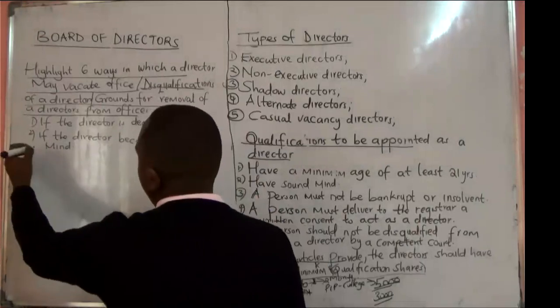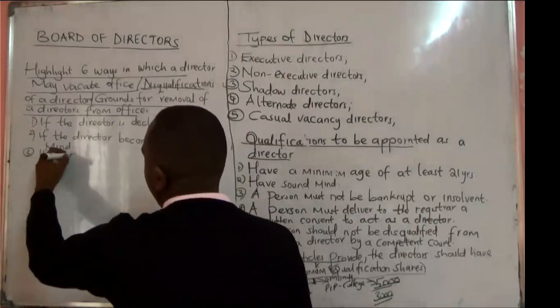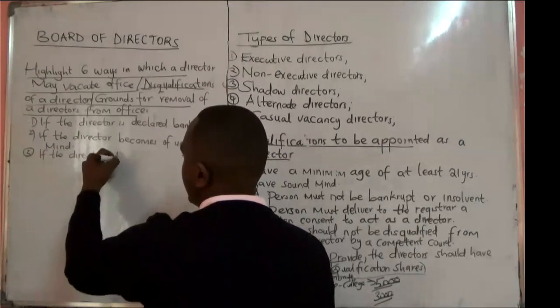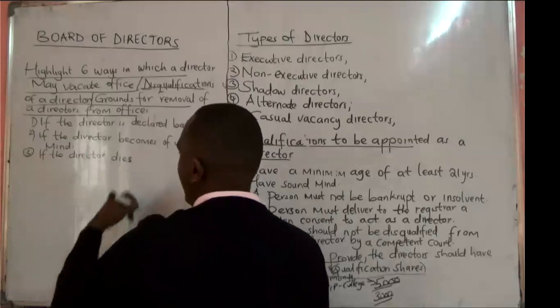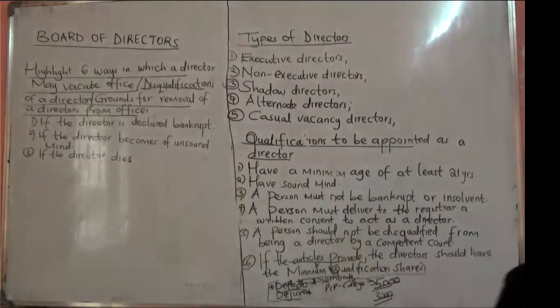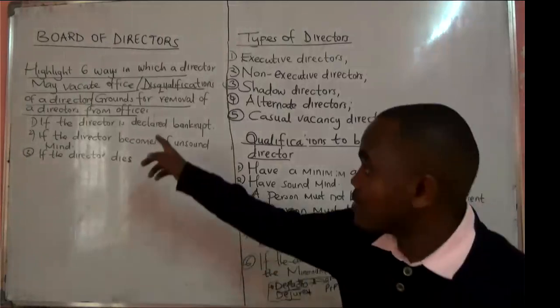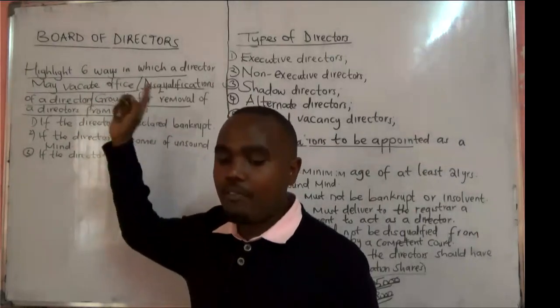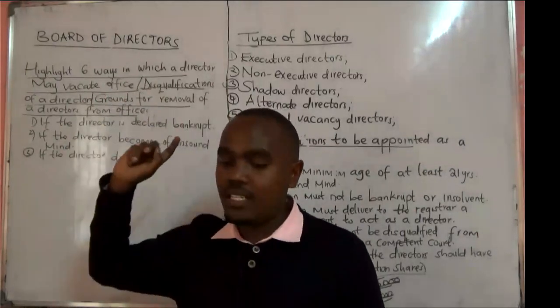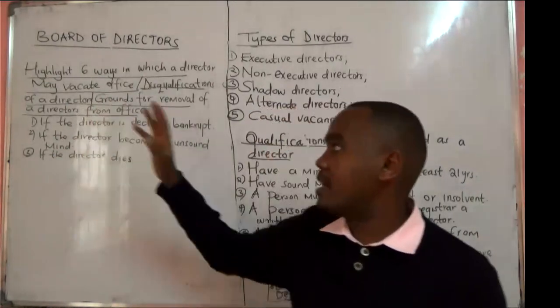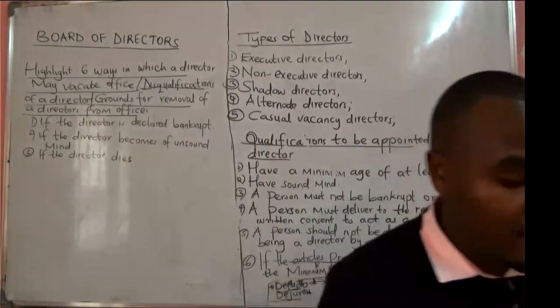The third one, if the director dies, or in case of death of the director. So in this question, you can also add that it is the circumstances under which the office of the director may fall vacant. Which are some of the circumstances where the office of the director may fall vacant? If the director dies.